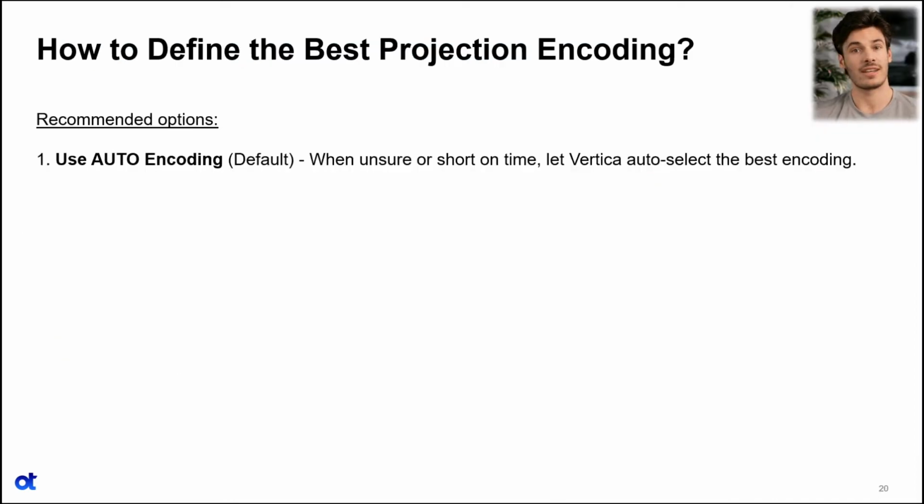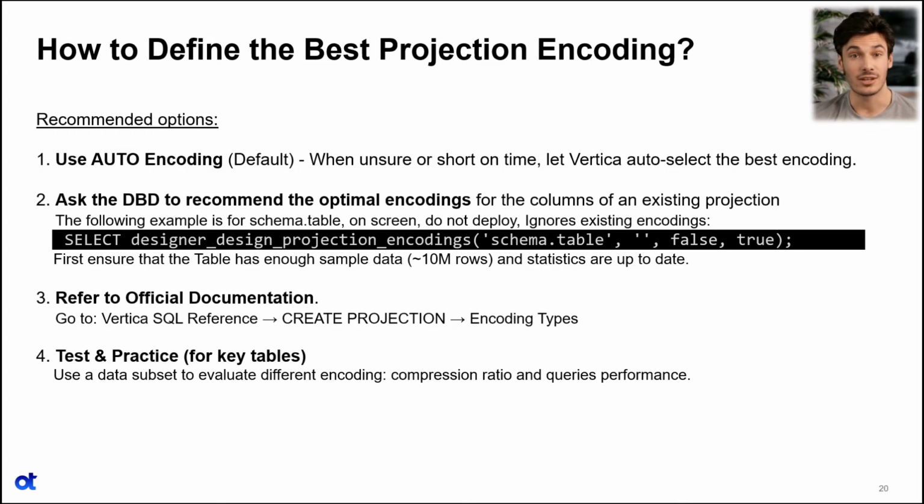How to choose the best encoding? Start by using AUTO. It's fast, reliable, and ideal when you're unsure. Another option is to ask the Vertica Database Designer to recommend the optimal encodings for the columns of an existing projection. You will need to have sufficient sample data, about 10 million rows, and up-to-date statistics on that table before running the DBD function.